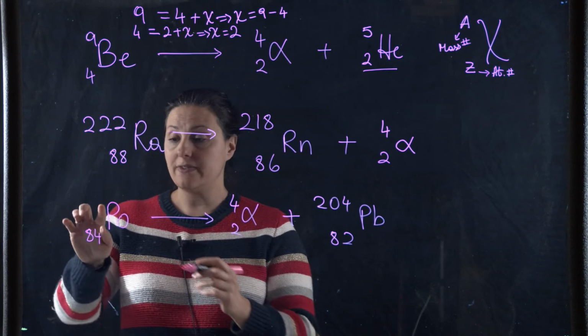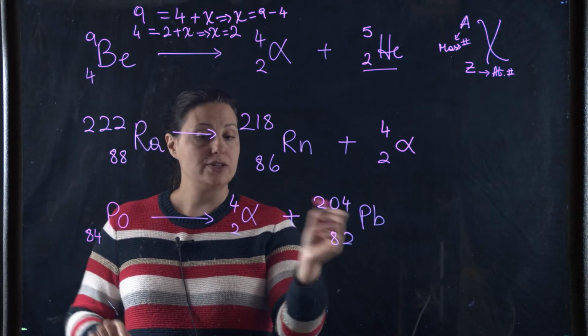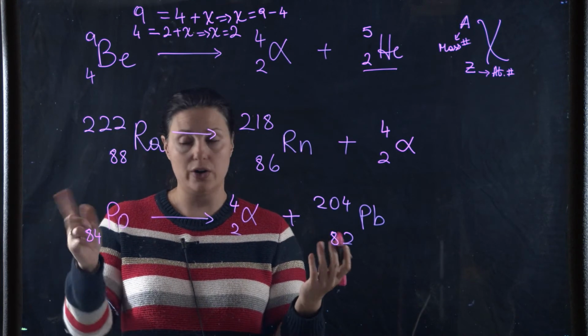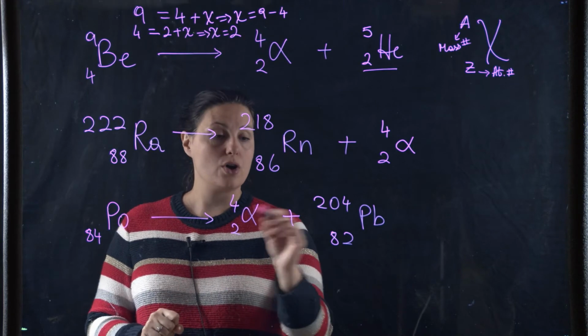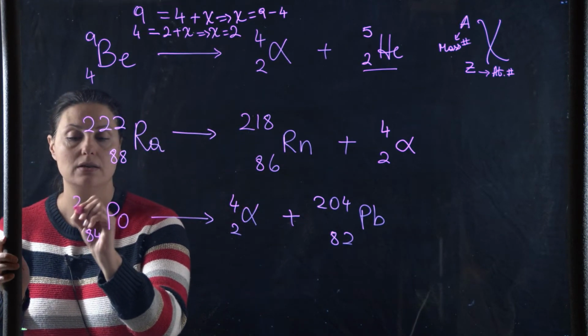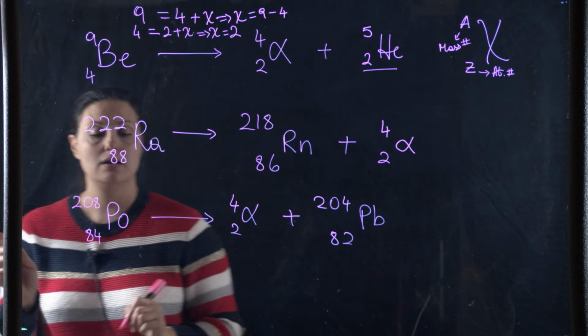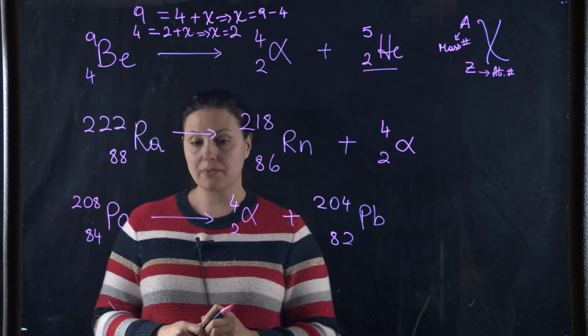And now I need to find its mass number, and I do that. X, because I don't know it, x has to equal 4 plus 204, which gives me 208. And that is the mass number for polonium.